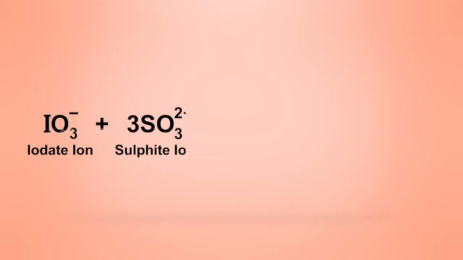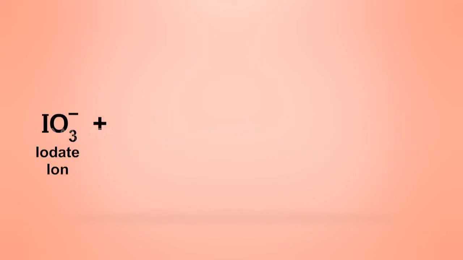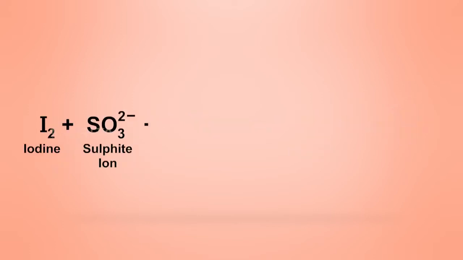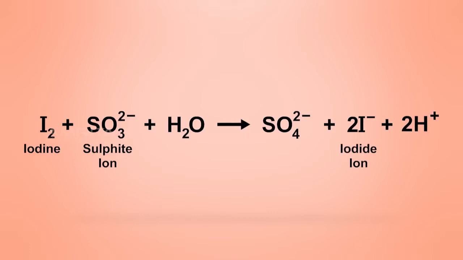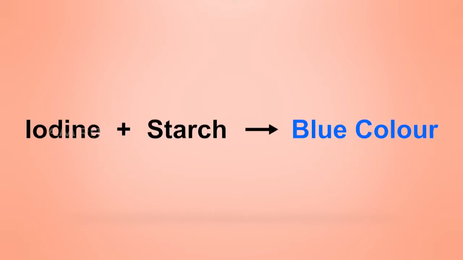In the first step, sulfite ions react with potassium iodate, producing iodide ions. In the second step, iodide ions formed are oxidized to iodine by reaction with more iodate ions. In the third step, iodine formed in the second step reacts immediately with sulfite ions, forming iodide ions. When sulfite ions are completely consumed, the liberated iodine reacts with starch solution, giving a blue color.